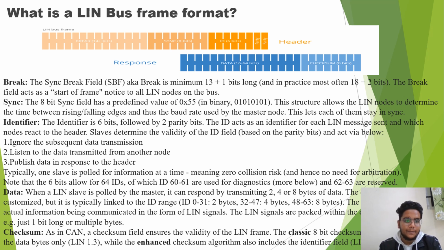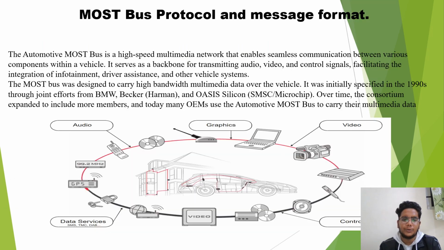So there is a break, the sync break field. Break is a minimum of 13 plus 1 bits long. The break field acts as a start of frame notice to all LIN nodes on the bus. The sync is an 8-bit sync field with a predefined value of 0x55. This structure allows the LIN nodes to determine the time between rising and falling edges and thus the baud rate used by the master node. Then there are the identifiers. Identifiers are 6 bits followed by 2 parity bits.